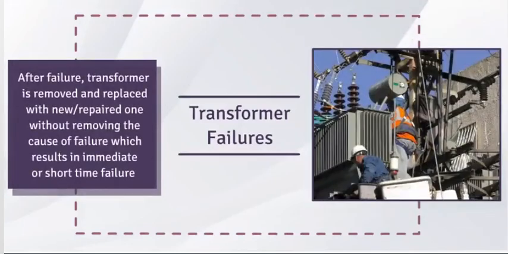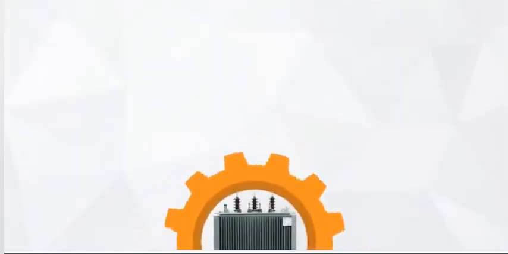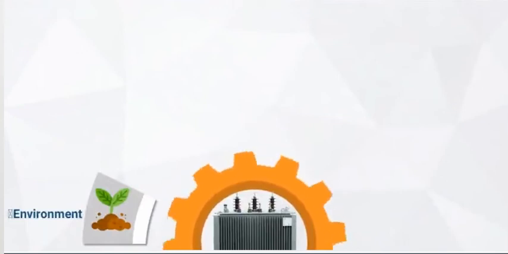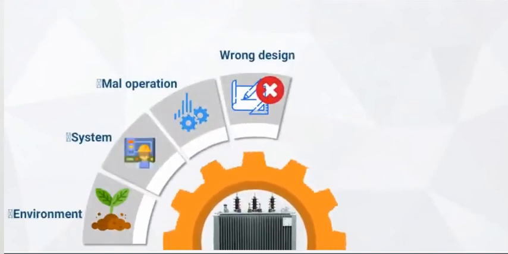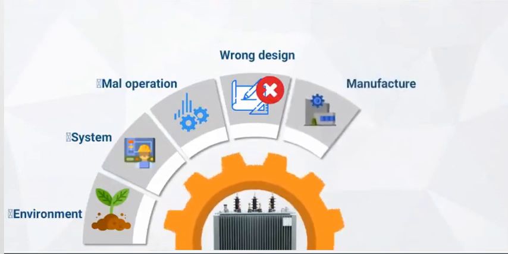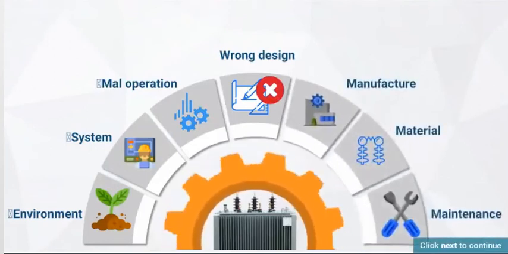After failure, the transformer is removed and replaced with a new or repaired one without removing the cause of failure, which results in immediate or short time failure. Let us now look at the causes of these failures. Environment, system, maloperation, wrong design, manufacture, material, maintenance.